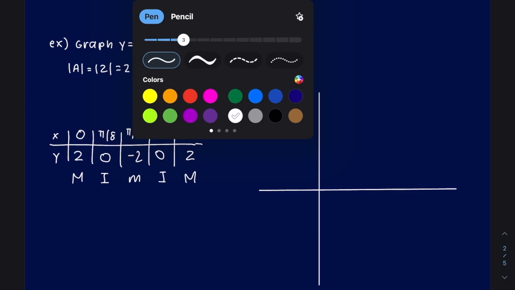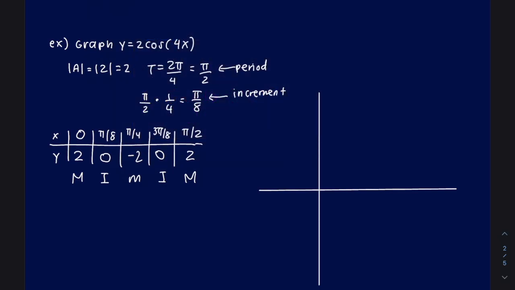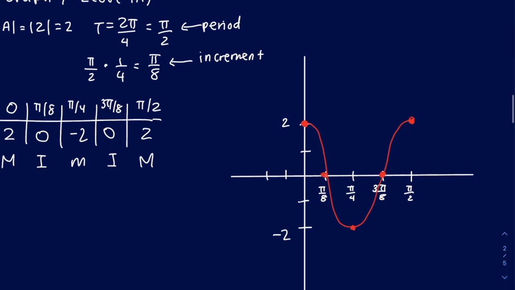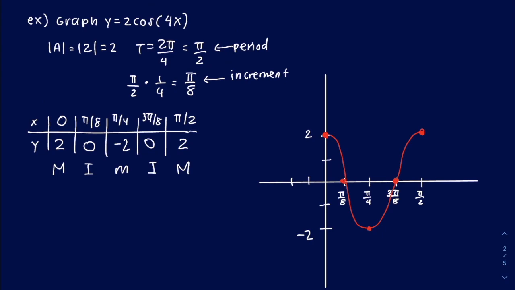So now we gotta plot this on our graph. Okay, so the first point we have is 0, 2. Second is pi over 8, 0. Pi over 4, negative 2. 3 pi over 8, 0. Pi over 2, 2. So this is one period of our cosine graph. And then if we were asked to find 2 periods, we would just continue the pattern in any direction. And so this is one period.